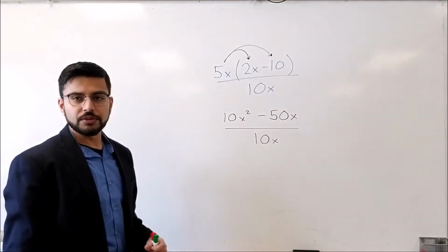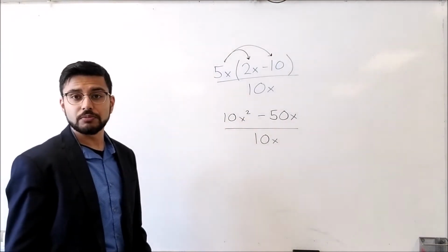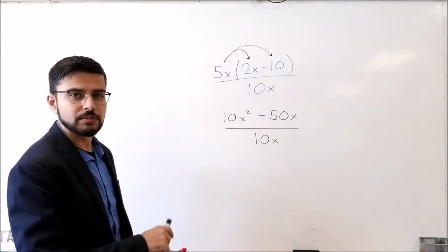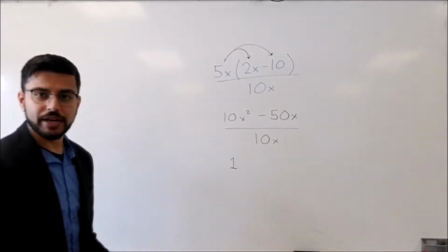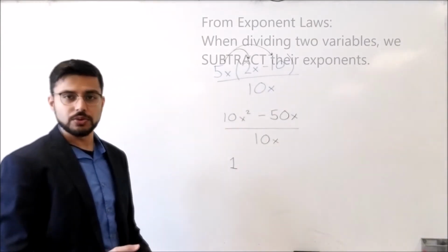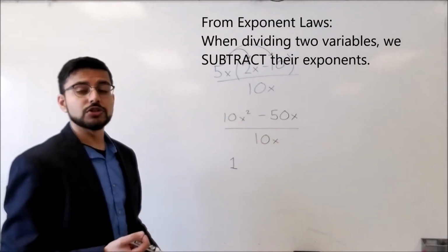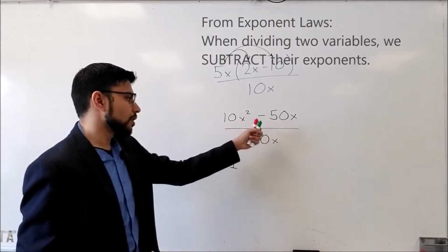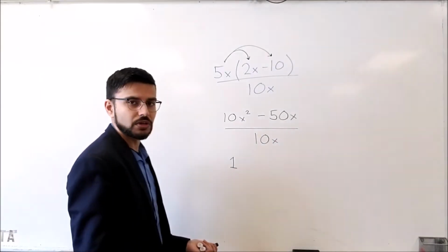So if we look over here, the first thing we got is a 10 divided by 10, which is equal to 1. And we don't have to write our 1's down, but this time I will. And we got an x squared divided by an x. And you got to think all the way back to our exponent laws unit. When you're dividing by two exponents, you just subtract them. So x squared divided by x, that leaves you with just x. 2 minus 1 is 1.